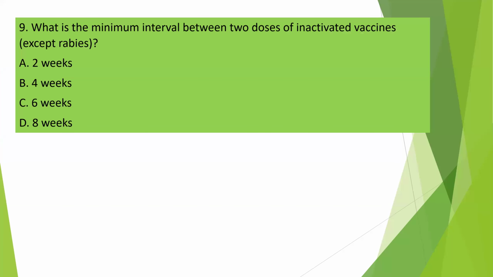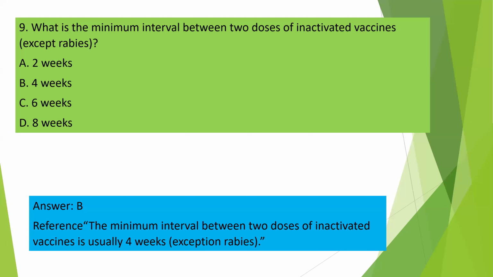Now, can you read? What is the minimum interval between two doses of inactivated vaccine, except rabies? What's the minimum interval? 4 weeks. We have already said that the primary response, the antibody level, is highest at 4 weeks. We don't want successive doses, as this will again produce the antibody. We don't want any interference. Therefore, it is 4 weeks between the same dose. Remember that. Between two doses of inactivated vaccine, meaning the same vaccine, like DPT. But if you are giving some other vaccine, you can give it. Okay. Read it.